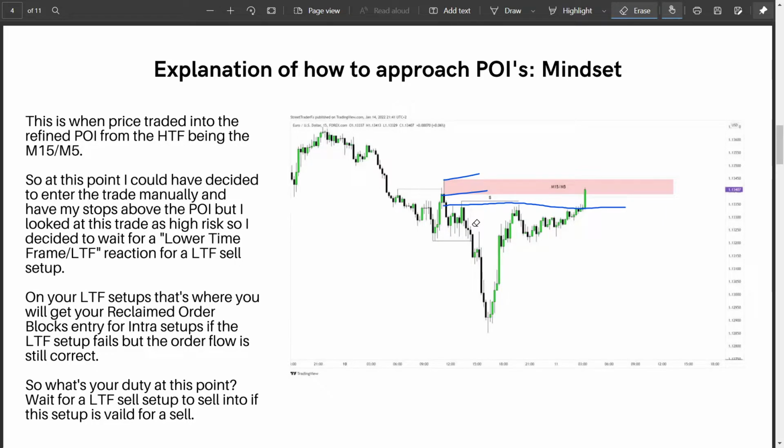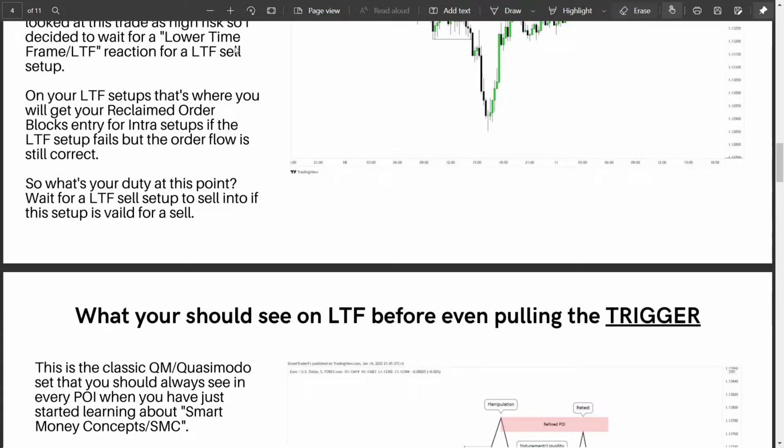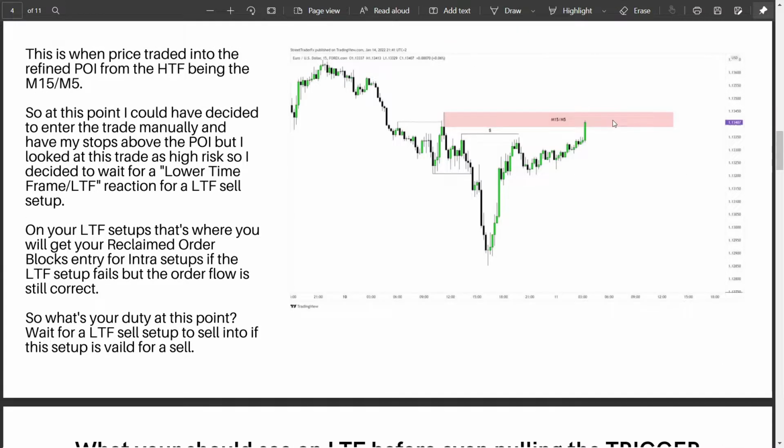So let's continue lower. Basically, one thing that you need to understand, which we'll dive into hopefully if we don't forget, but let's touch on it right now: this is your high time frame setup, right? Everything that you see here is your higher time frame liquidity, higher time frame stop hunt, higher time frame break of structure, right?